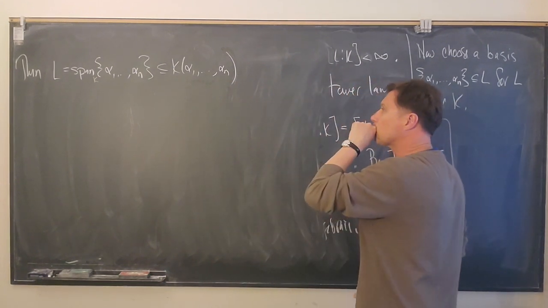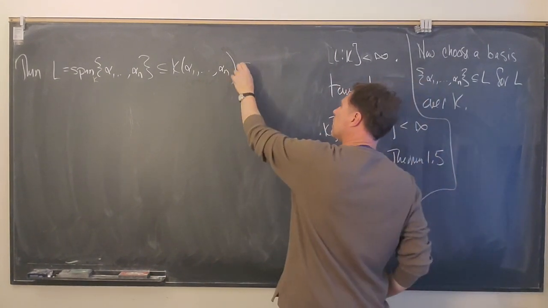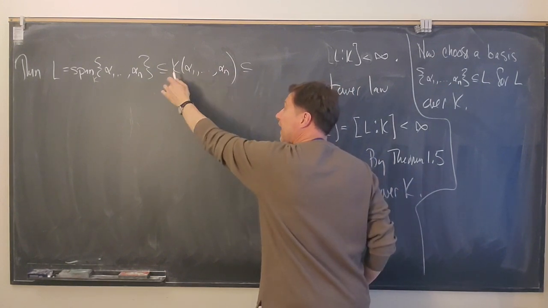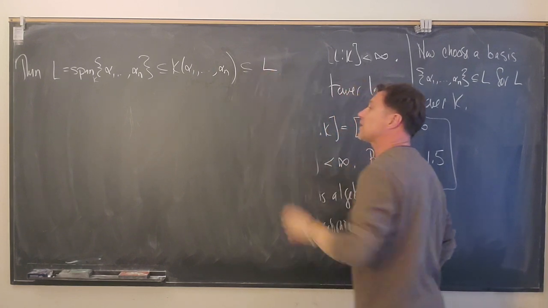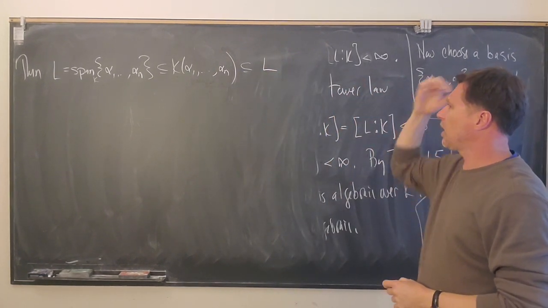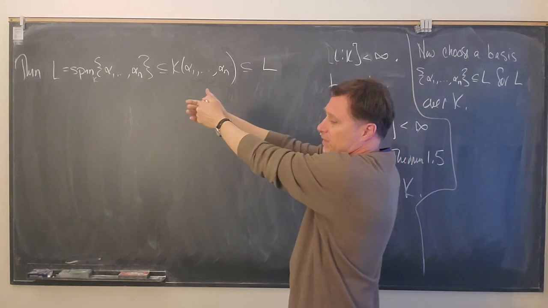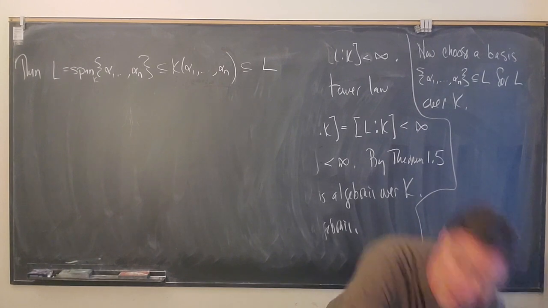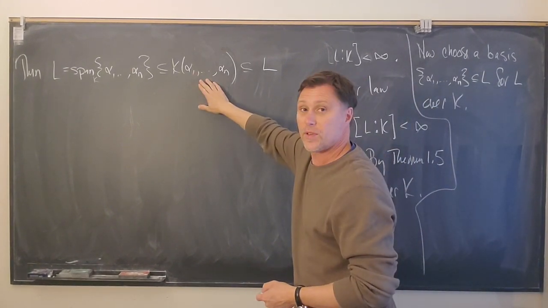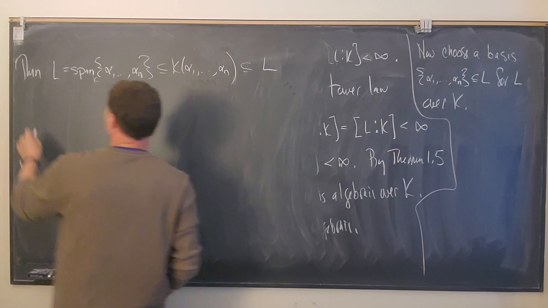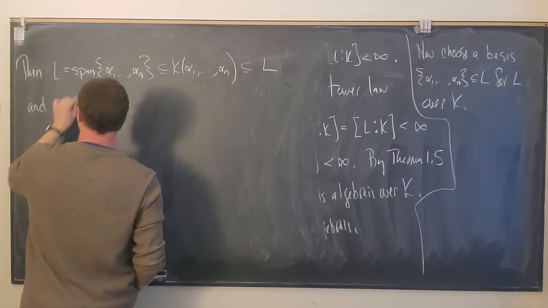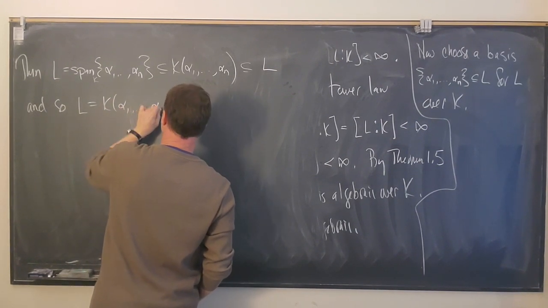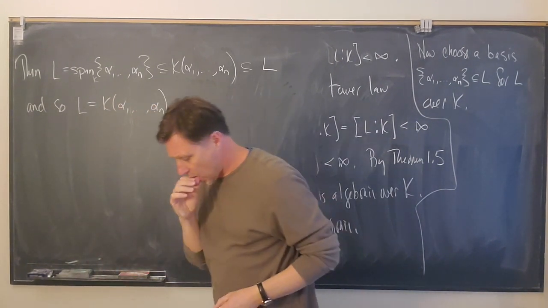But then this is a subfield. This is the smallest subfield of L that contains K and all the alphas. So this lives inside L. So what does that do now? Well, it squeezes everything together. They all need to be equal. In particular, it tells us that this field is equal to this field. We can say, and so L is equal to K adjoin alpha 1 up through alpha n. So that's pretty slick. I like that.